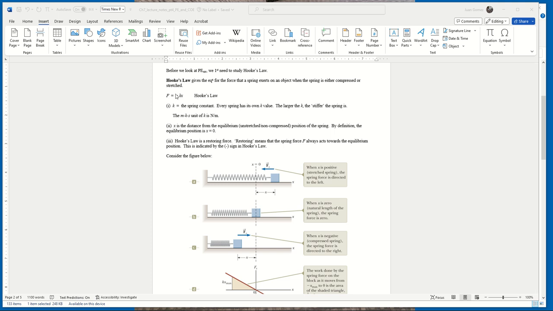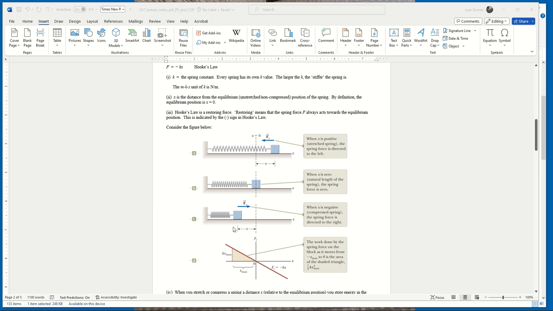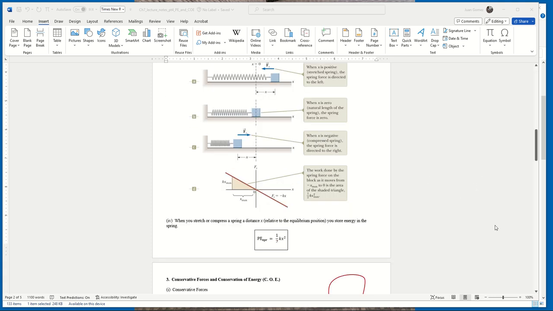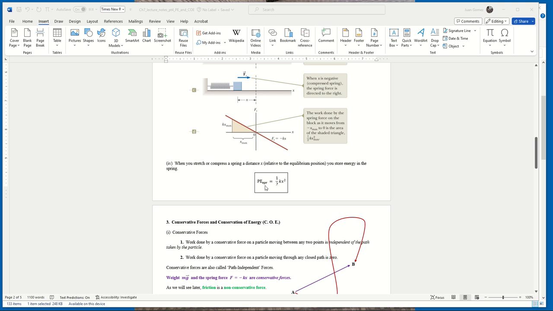Don't let the minus sign throw you. It just means, as in panels A and C, that if you stretch the mass on the spring in the positive x direction, the spring force acts in the negative x direction. Panel C, you compress the mass in the negative x direction, the spring force will act in the positive x direction. They're always opposites. So hence the minus sign. And again, B is the equilibrium position of the spring. Well, you also store energy in the spring. In joules, that spring potential energy is 1/2 kx squared.